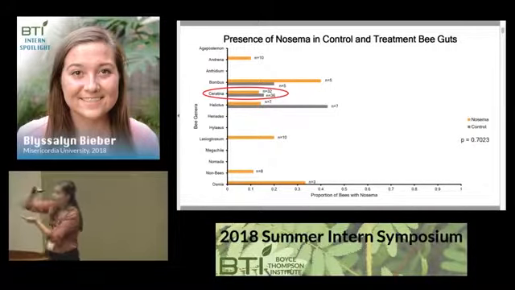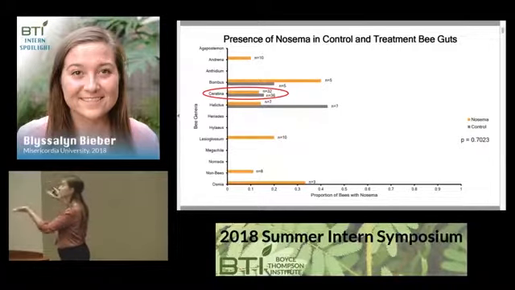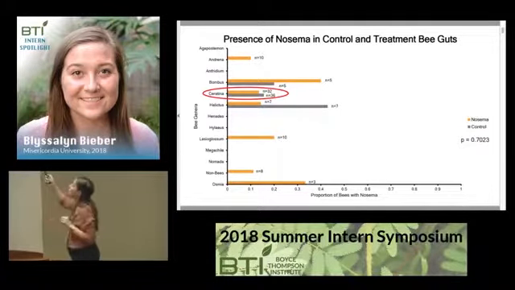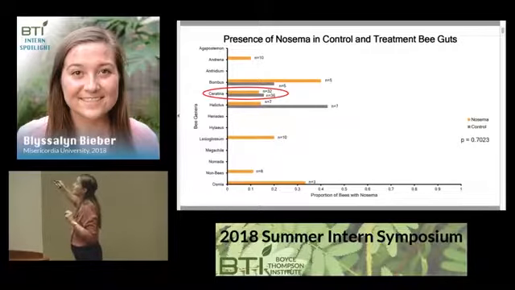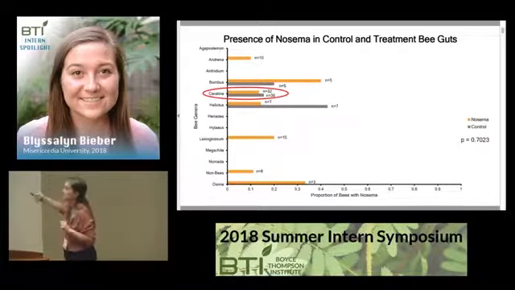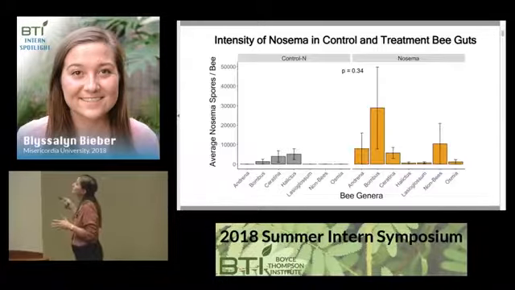So looking at those genera that did show presence of Nosema, if we look at the intensity of the spore load within those genera, you can see that the intensity is higher within the Nosema treatment if it's present than it is in the control treatment if it's present. No significant difference here either, again, because of the sample size, but this is just a nice visualization to see that the spore count is quite different between the two at this point in our data.